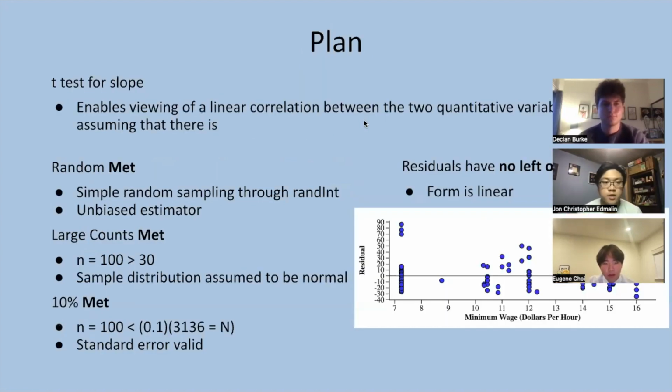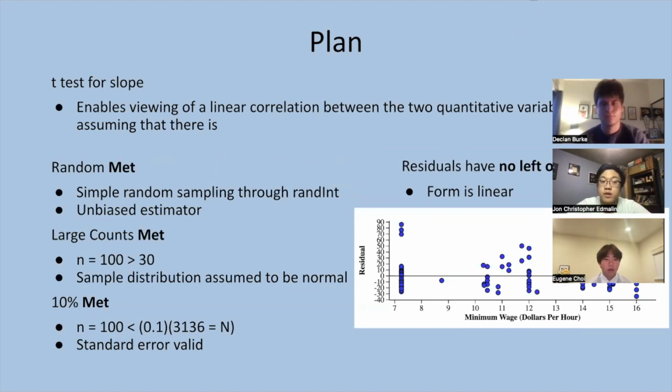So in our planning phase, we realized that we needed to use a t-test for the slope because we had two quantitative variables, and performing a t-test for a slope would allow a viewing of a linear correlation between the two quantitative variables, assuming that there is. In order to use this, we had to make sure that our conditions for inference were met.